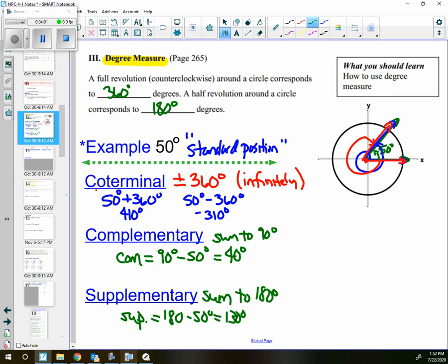Remember, it is possible to not have these. If your angle measurement's too big, you wouldn't have a supplement or a complement, depending on the size of your angle. So everything that we've already known about angle measurements is still in play.